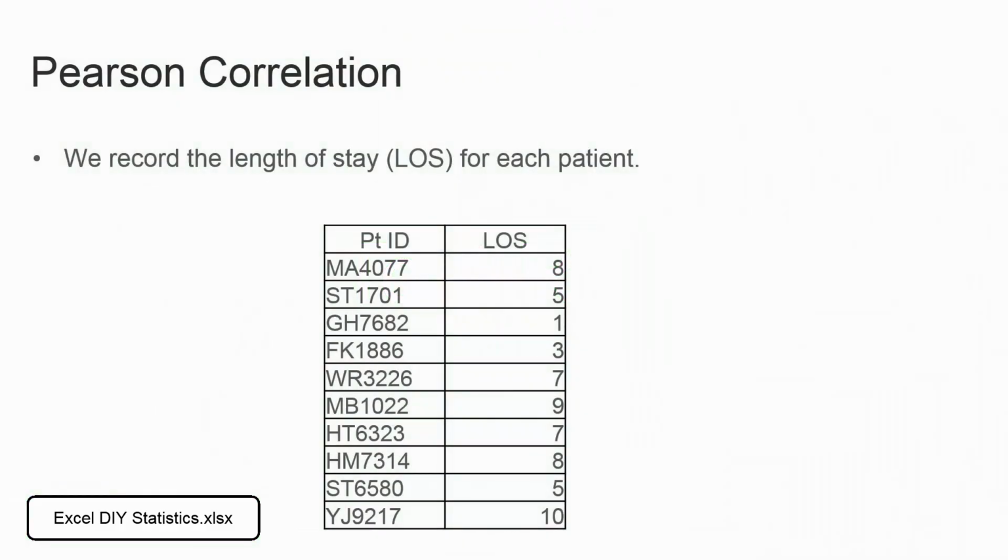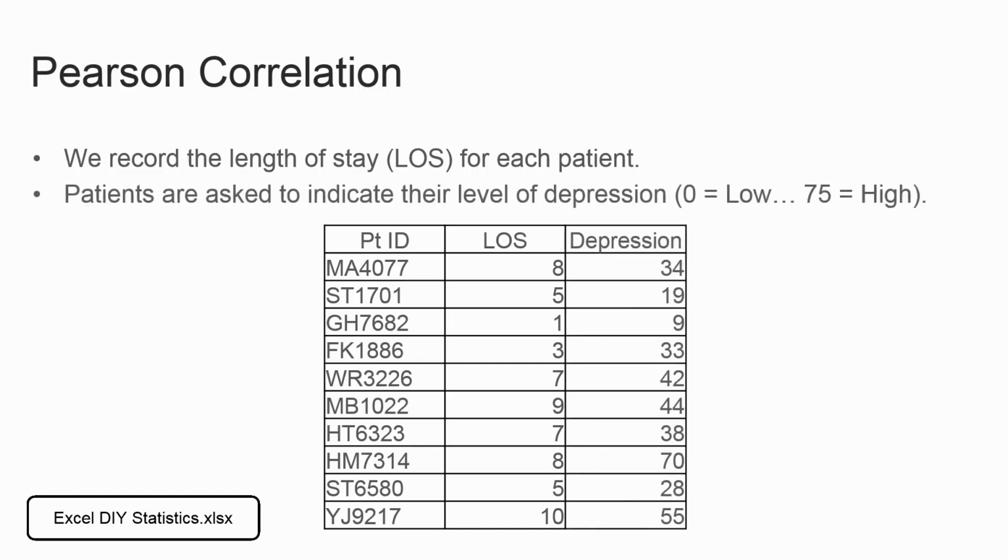For this example, suppose we wanted to determine if there's a correlation between length of stay in the hospital and the patient's level of depression. Here are the first 10 records of our survey. In column 1, we record the patient's ID. In column 2, we enter the patient's length of stay, and in the third column, we enter the patient's depression score, derived from the Acme Depression Scale.